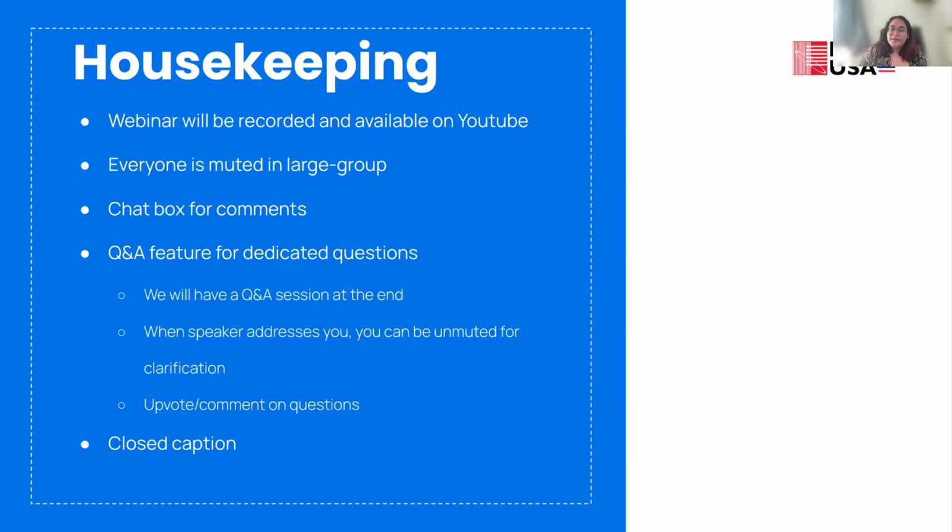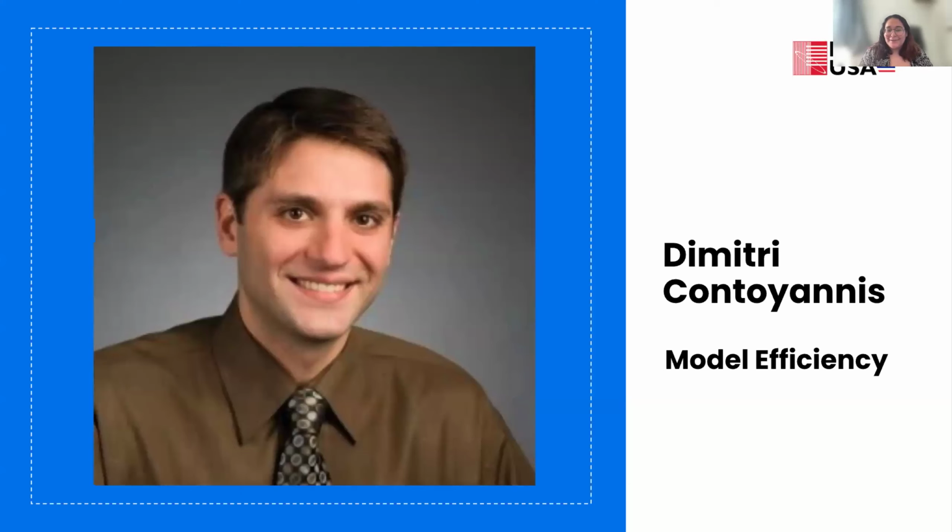And I would like to introduce today's panelists, Dimitri Contoyannis. Dimitri is the president of Model Efficiency, a consulting company specializing in energy modeling, BEM education, and using BEM analysis for research and development of energy codes. He has served on the IBPSA-USA Board of Directors for 6 years, is a member of the IBPSA-USA Education Committee, and is the chair of IBPSA-USA's Certification Committee. He is the lead developer of the BEM education website, BEMcyclopedia.